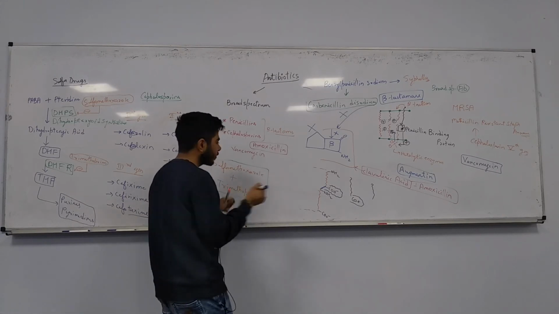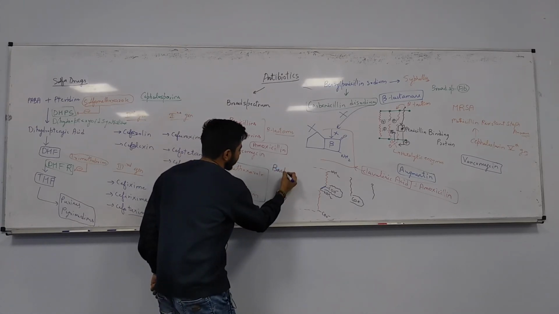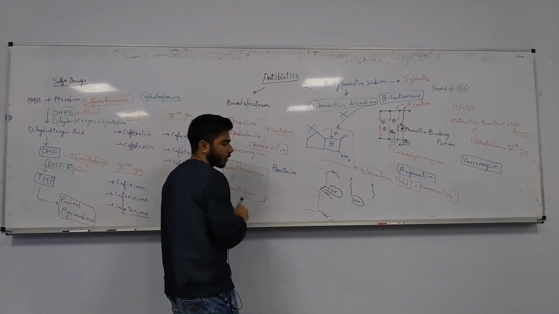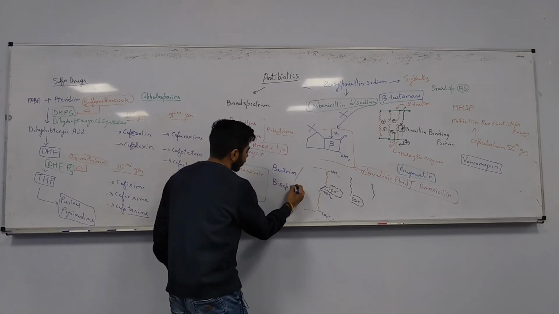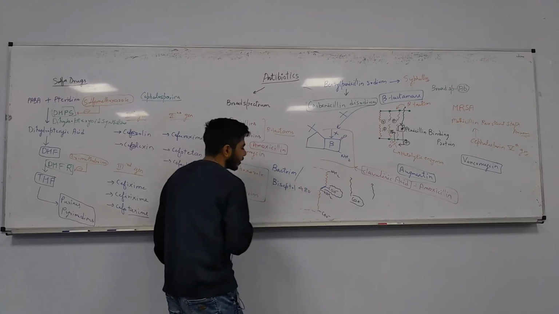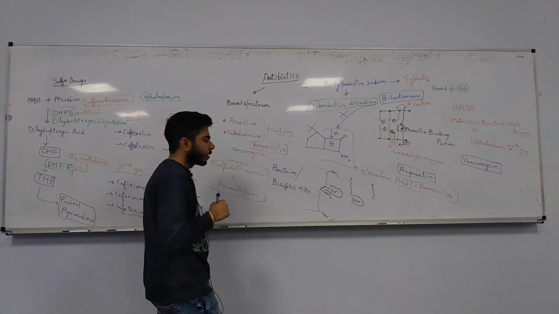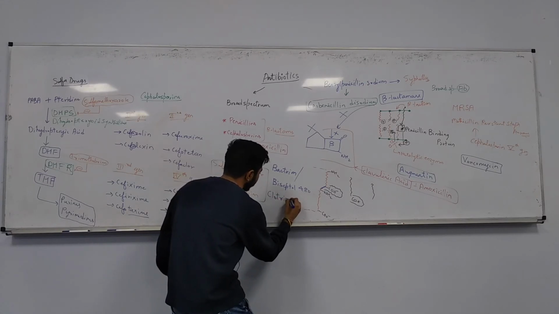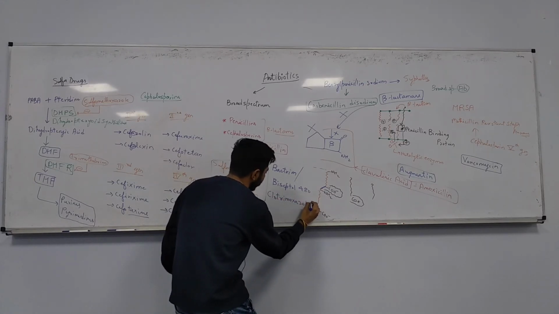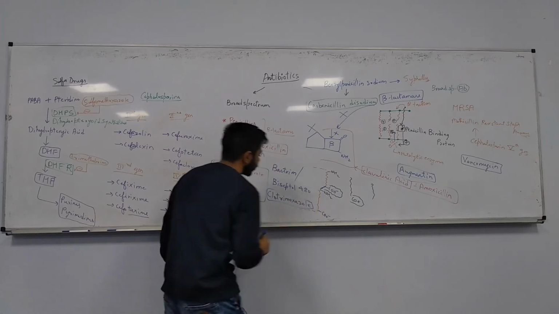They are having several names. It is also called as Bactrim. Okay, it is also called as Biceptol 480. This is the trade name of that one, Biceptol 480. And then it is also called as cotrimoxazole. Okay, it is also called as what? Cotrimoxazole.